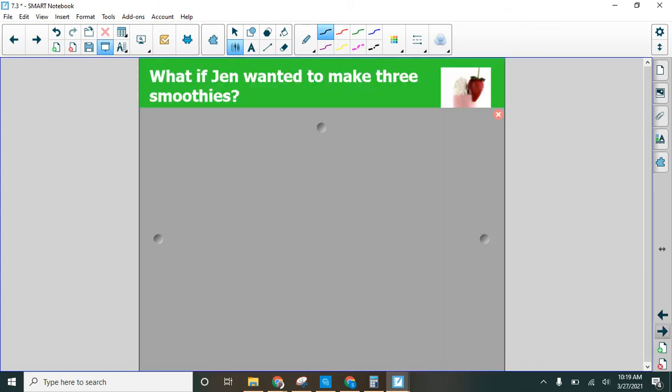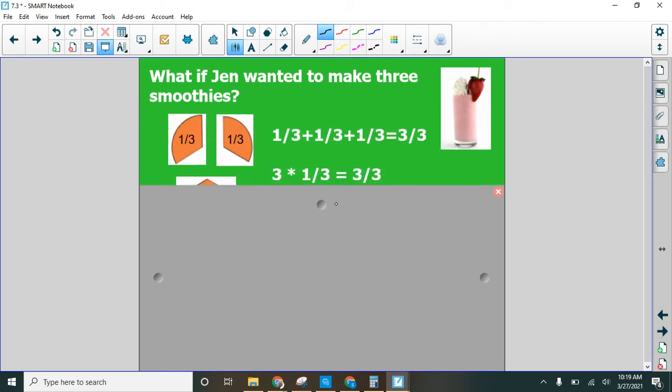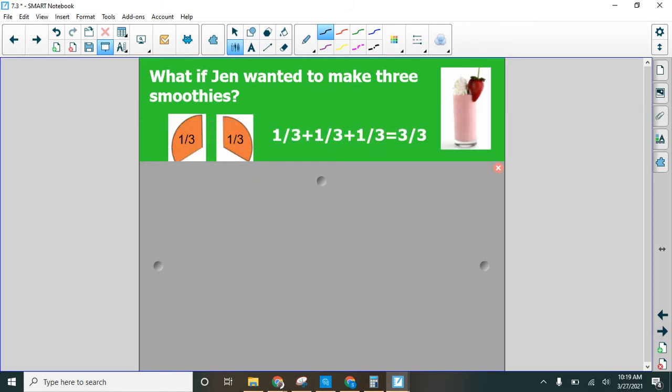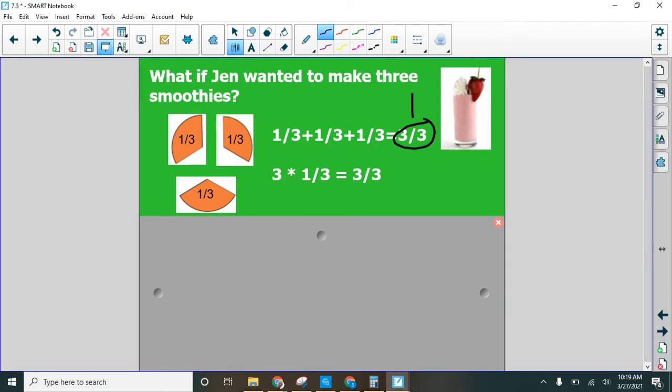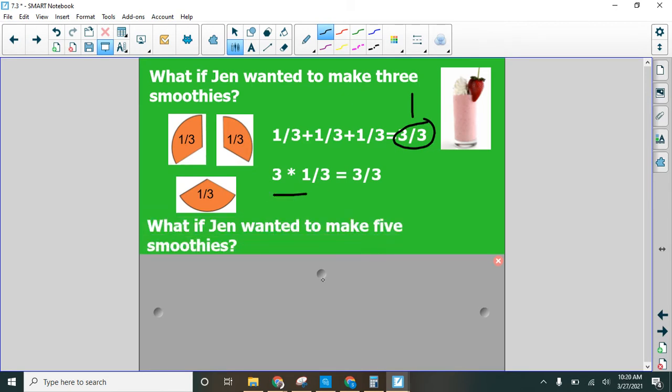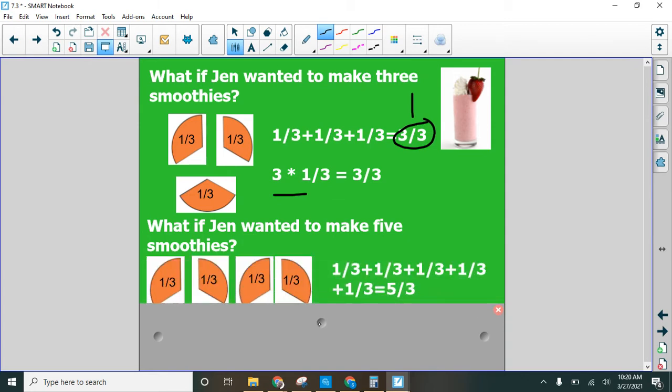What if she wanted to make 3 smoothies? Well, there it is as addition, right? 1/3 plus 1/3 plus 1/3 equals 3/3, which of course is an entire whole, or we could write it as a multiplication equation. What if she wanted to make 5 smoothies? Show me the addition equation that we would write. 1/3 plus 1/3 plus 1/3 plus 1/3 plus 1/3 equals 5/3.